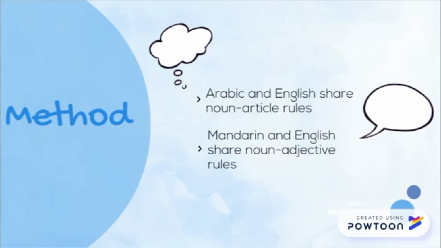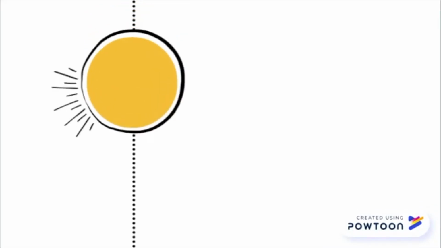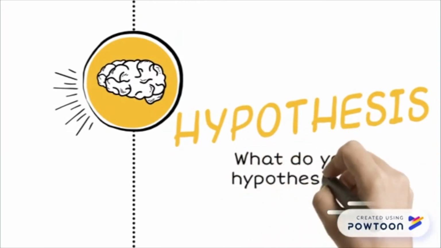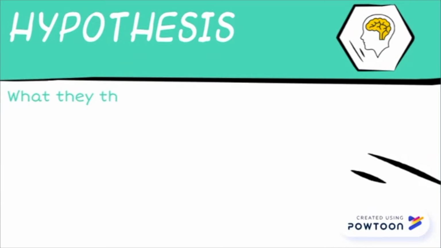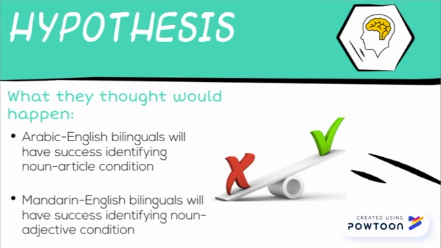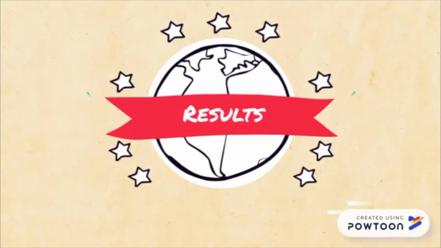For example, Arabic and English share the same noun-article rule, while Mandarin does not, although Mandarin and English share the same noun-adjective rule, while Arabic does not. Researchers hypothesized positive transfer from Arabic for the noun-article sentence and negative transfer from Mandarin. Consequently, they hypothesized positive transfer from Mandarin for the noun-adjective sentence and negative transfer from Arabic. This is because of the shared noun-article rules in Arabic and English, as well as the shared noun-adjective rules in Mandarin and English.